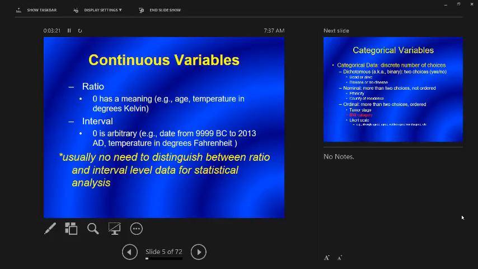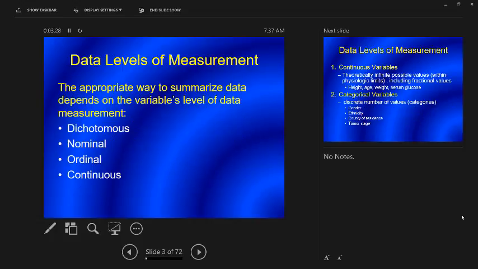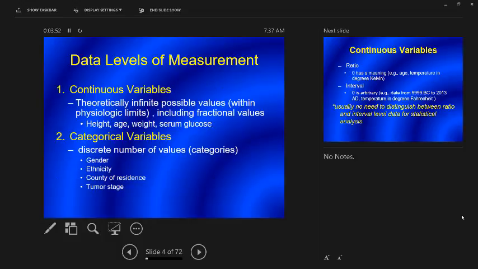But as I said, for the practical aspect of this, you need to be able to group your variables into these categories to decide the appropriate way to analyze your data, which we'll talk about later in the semester. So if I give you an example of some variable, you need to be able to figure out which of these four levels of data measurement your variable falls into. And then it'll help you to figure out how to analyze the data and how to summarize the data, which is what we'll be talking about in this lecture.